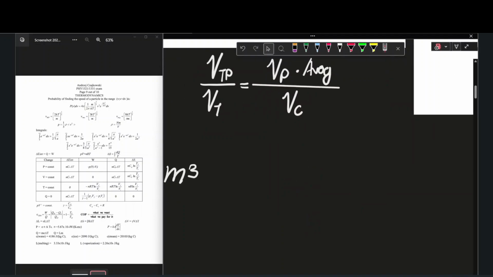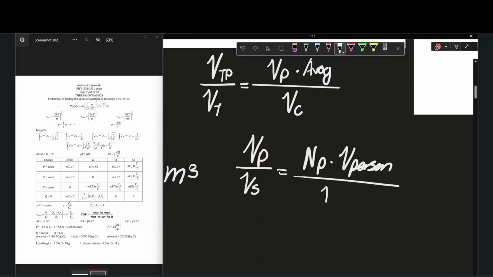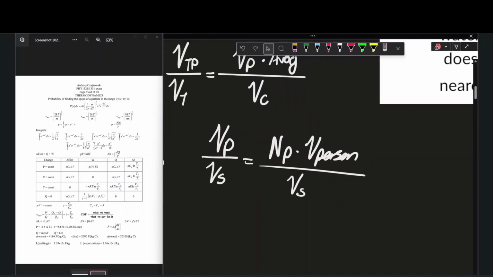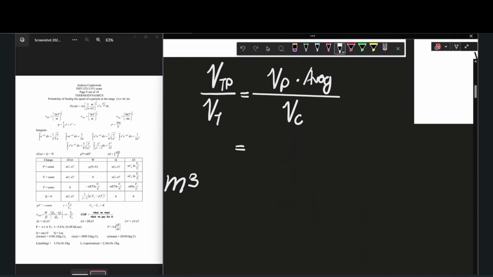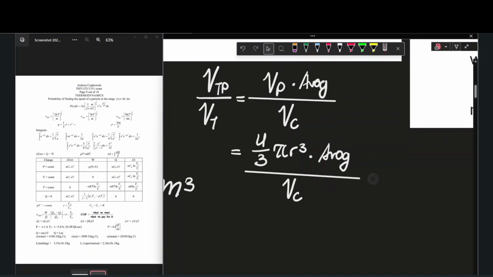So if you wanted to know what total volume people take up in a stadium, then of course you'd multiply the number of people times the volume of each person over the volume of the stadium, right? But here it's particles. So the volume of each particle is 4 over 3 pi r cubed, times Avogadro's number. And the total volume is 22.4 liters.